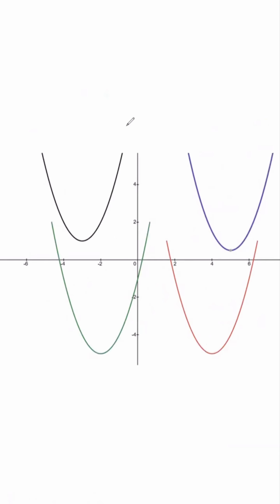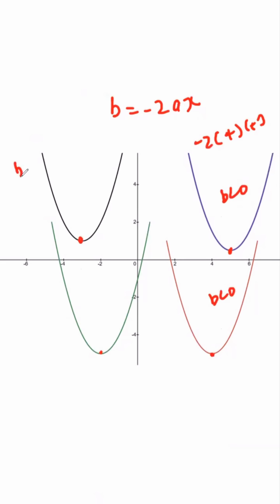The same formula, B is equal to negative 2ax. So here my X is positive, and here also my X is positive. So for these blue and red graphs, it will be negative 2 times A, which is positive, and X is also positive. So my B will be negative. So B will be negative for these two graphs.